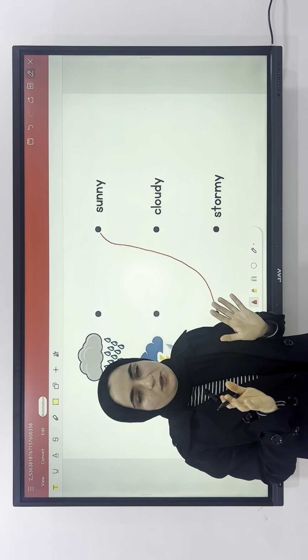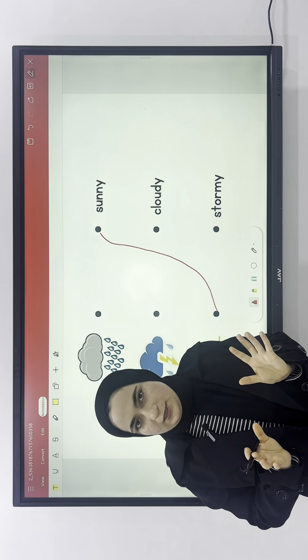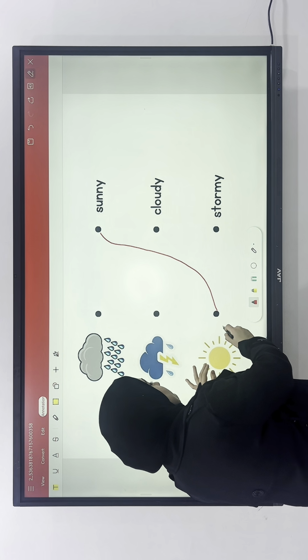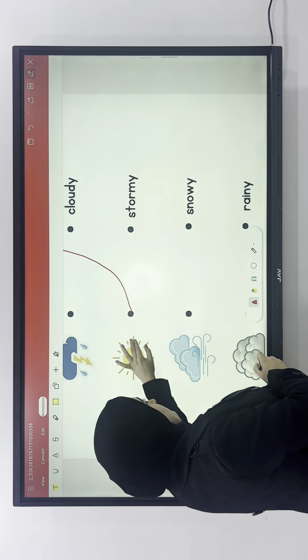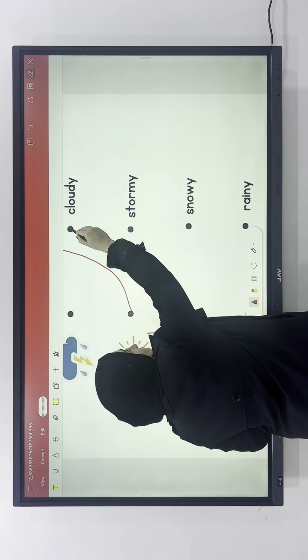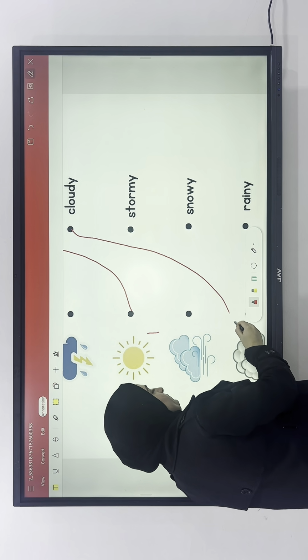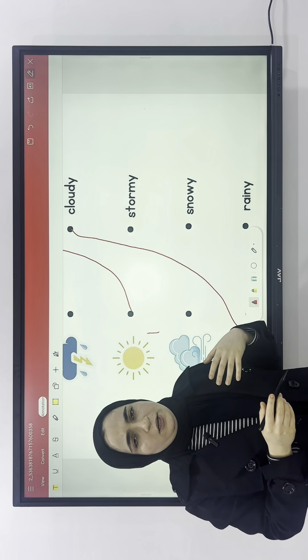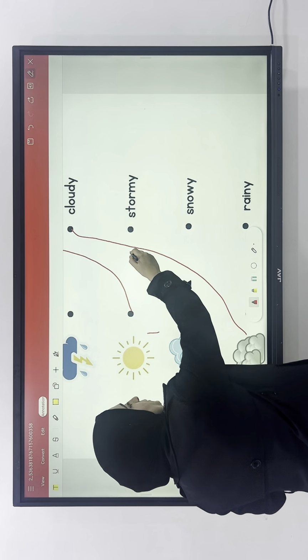Cloudy. It means too many clouds in the sky, and cloudy weather is like this. This is cloudy. This is a cloudy. Stormy. We have thunder and lightning if the weather is stormy.